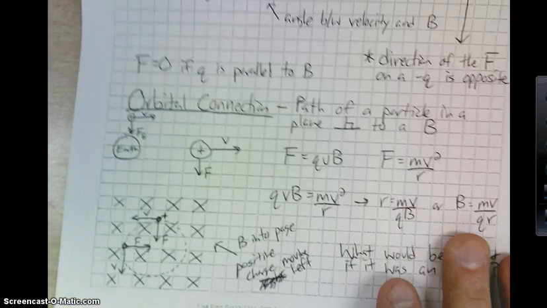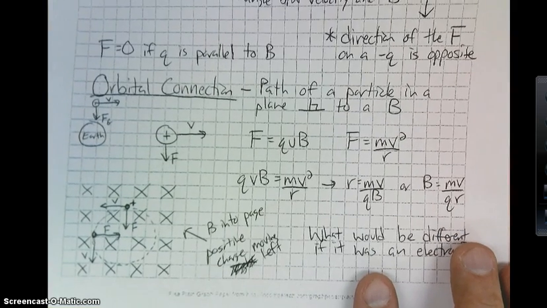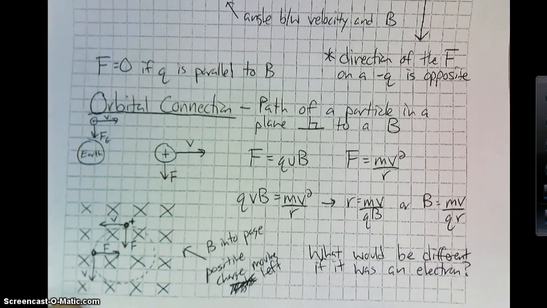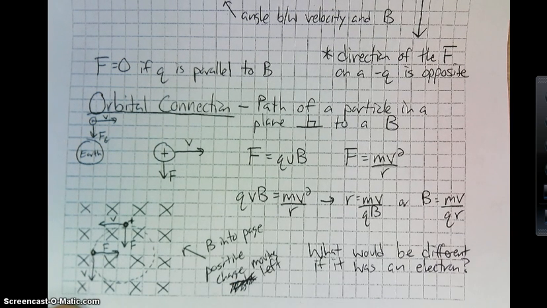Now, I'm going to pose a question to you, and I'm not going to answer it until we come back and talk about it in class. But how would this picture be different if it was an electron instead of a proton or a positive charge?